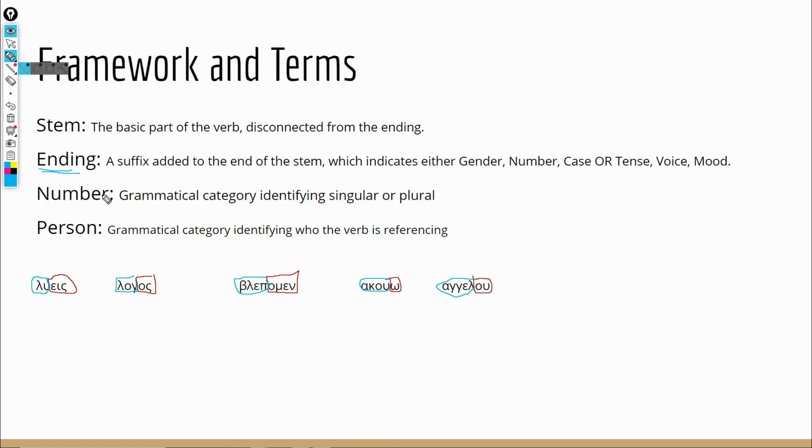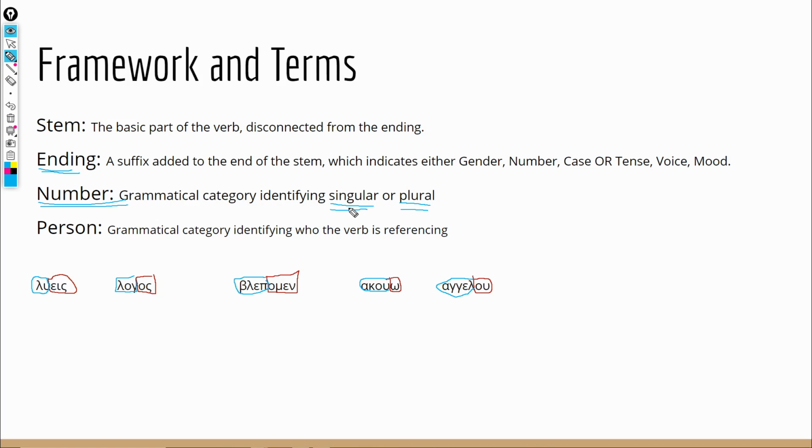Next, we have number. Now, if you've been here before, you know what number is already. But if you haven't been here before, thankfully number is extremely easy. We're just talking about, is it singular or is it plural? Within verbs, they will always answer for you if it's talking about something plural or something singular. All right?